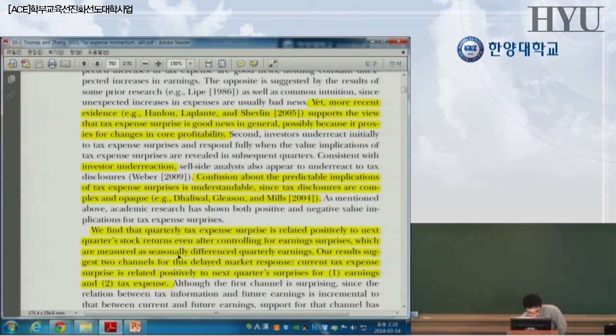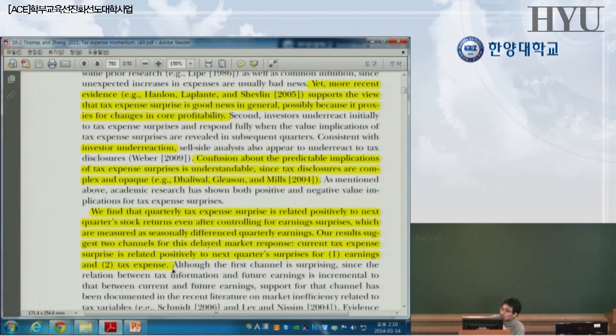So their results suggest two channels. Okay, then the question is why is it good news about the future? They basically provide two theories, two channels for this delayed market response. First, current tax expense surprise is related with positive next quarter surprise for earnings and tax expense. So the authors argue that if there is a positive surprise, it is likely to imply that in the future the firm will make more money. Positive earnings surprise. In addition, if it is positive, then firms will have another kind of tax expense surprise next quarter. Okay. That's the key reason.